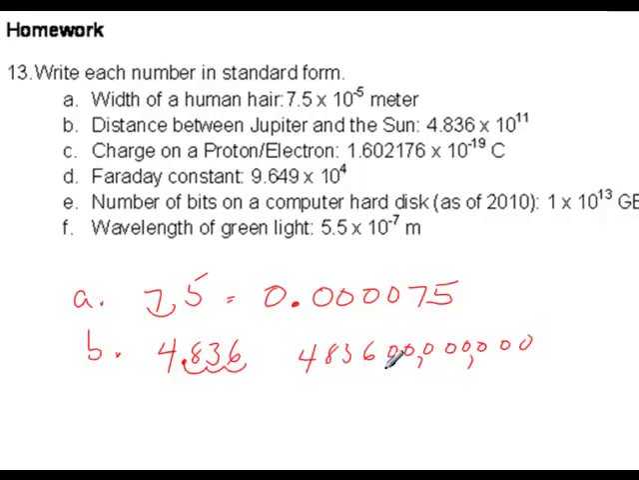Thousands, millions, billions. Okay? So you don't really need this equals. That's really not technically correct. Okay? All right, C. So that's a very, very small number.